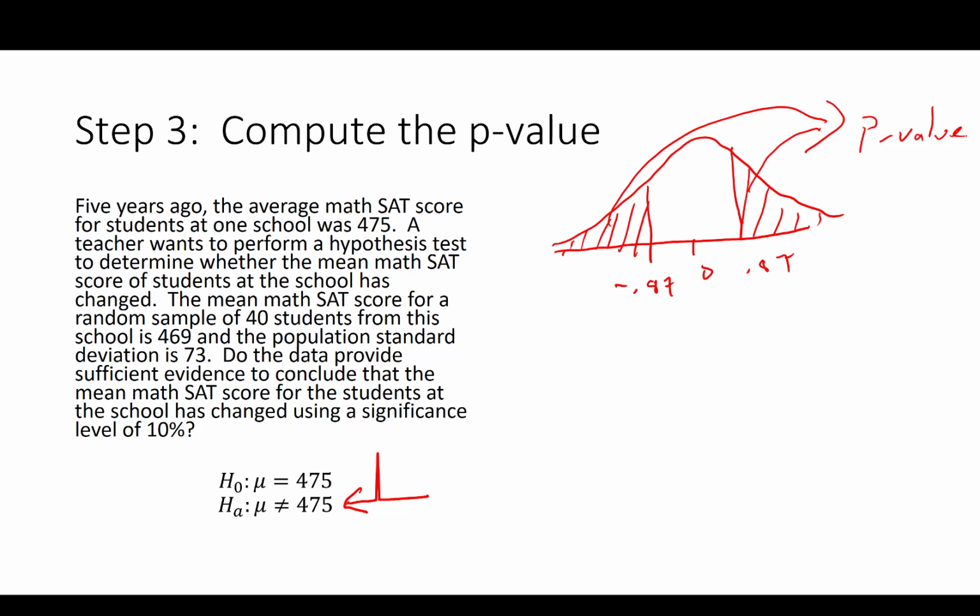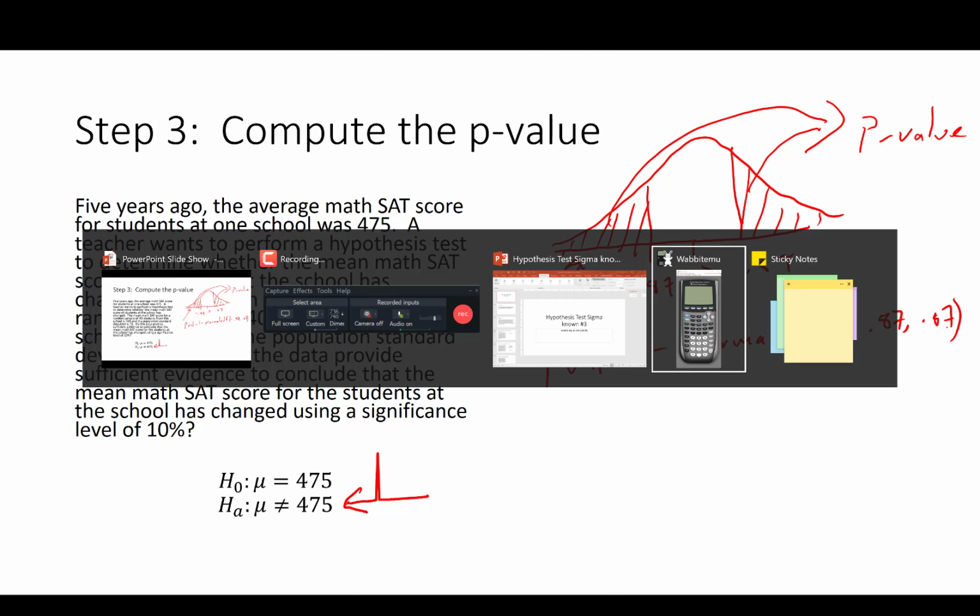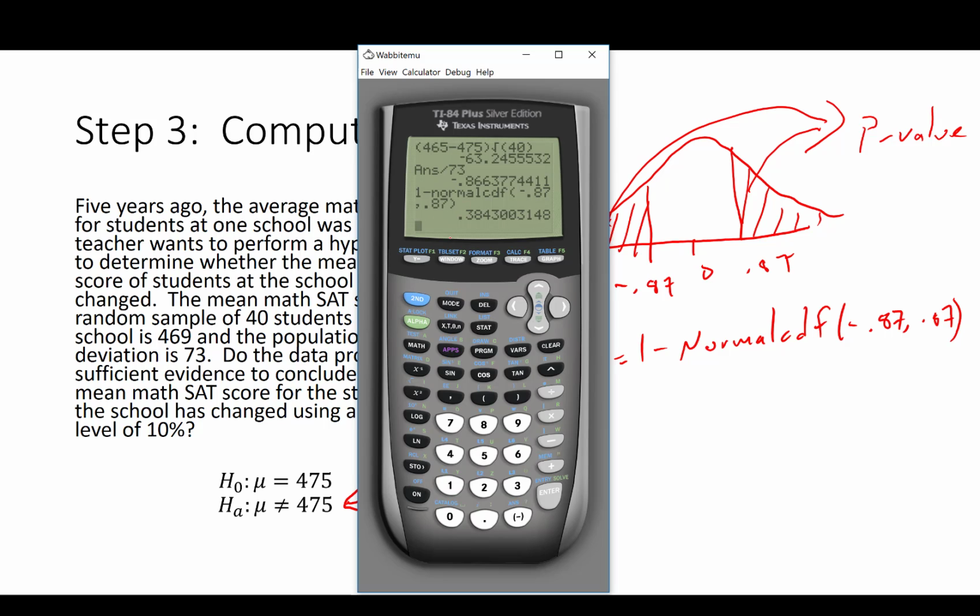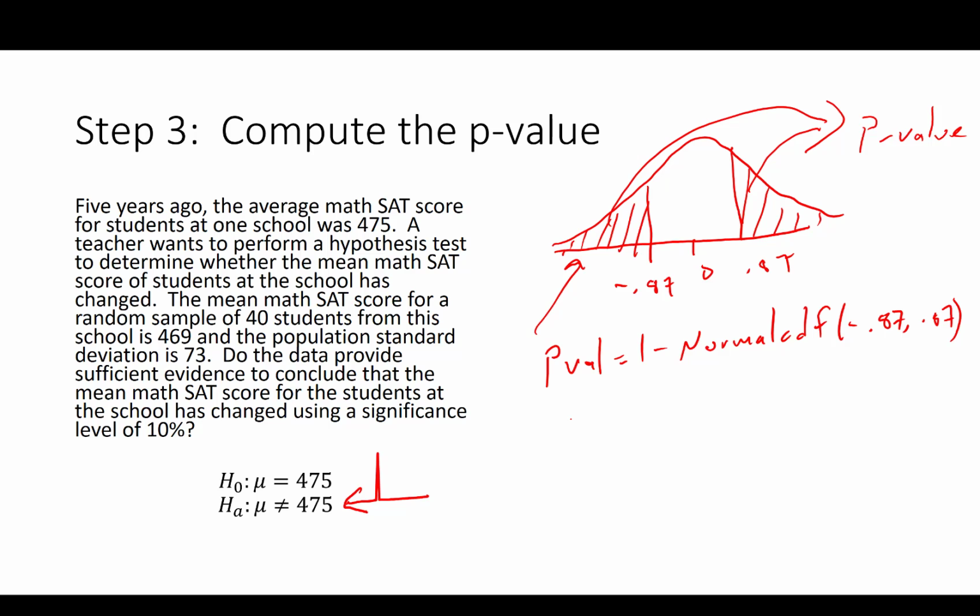Now, one of the things you can do is compute this left-tailed area and then double it to get the upper-tailed area. But using your calculators, we can use the fact that the tail area is 1 minus the middle area. So the p-value is going to be 1 minus the normal CDF, negative 0.87, comma 0.87. Plugging this into our calculator: 1 minus second distribution, normal distribution, negative 0.87, comma 0.87, close that out, press enter, and notice we get 0.3843. So our p-value is 0.3843.